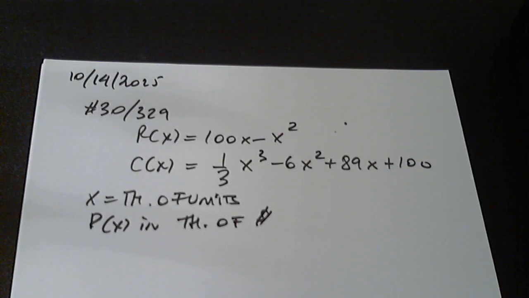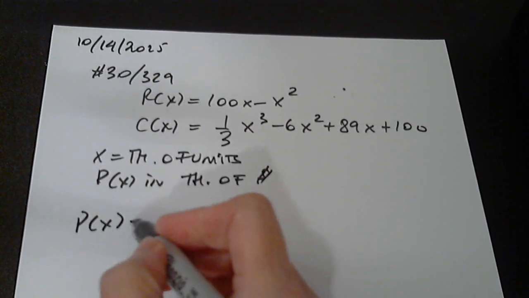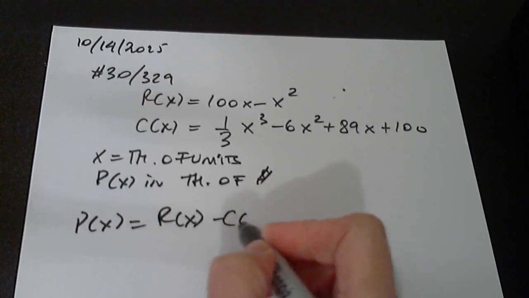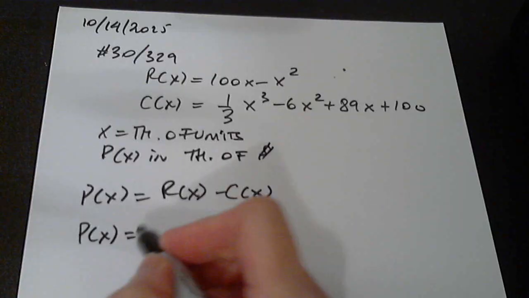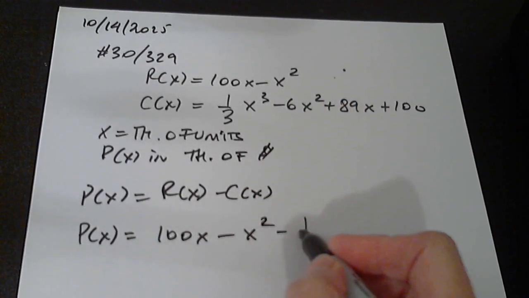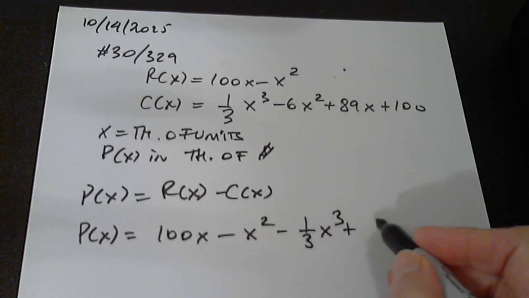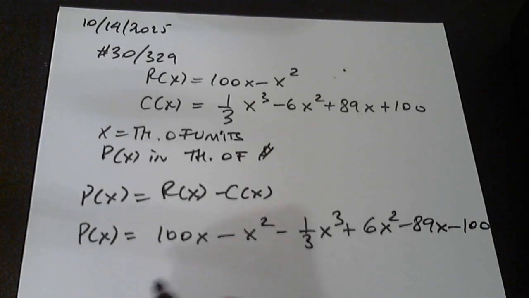So, okay, perfect. First of all, we have to determine the profit function. And the profit function by definition is revenue minus cost. So I will write the profit function equals the revenue, 100x minus x squared, minus 1/3 x cubed plus 6x squared minus 89x and minus 100.